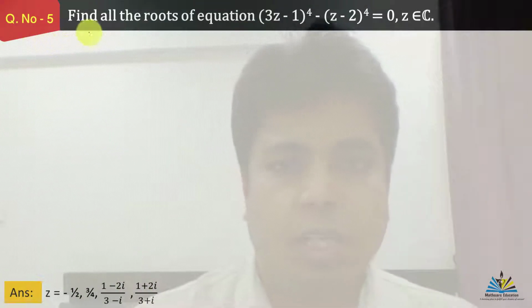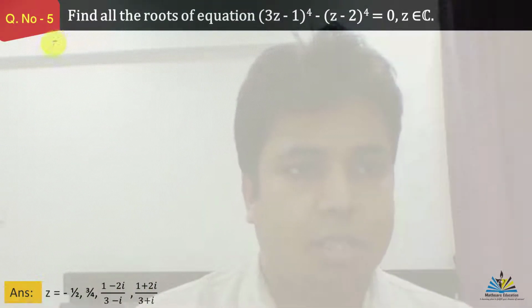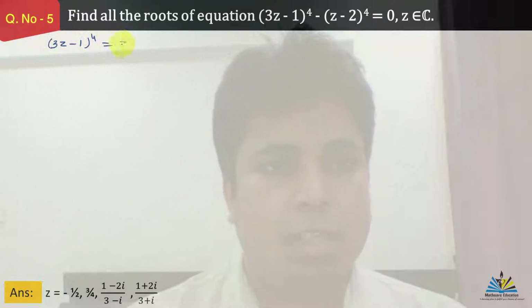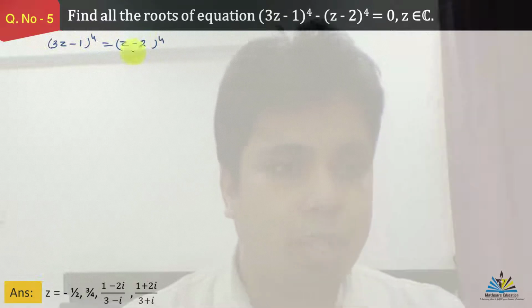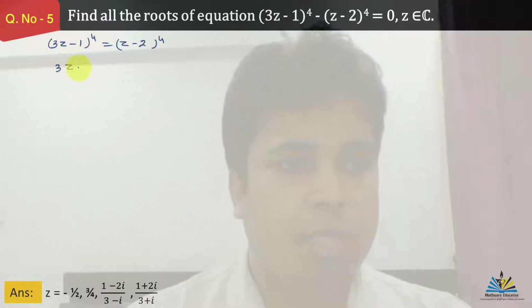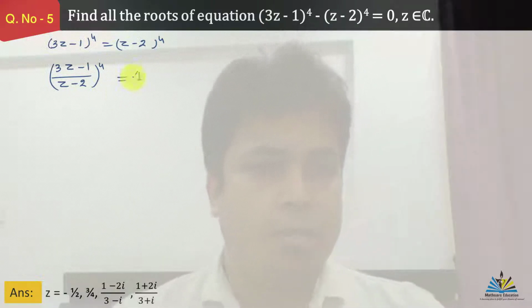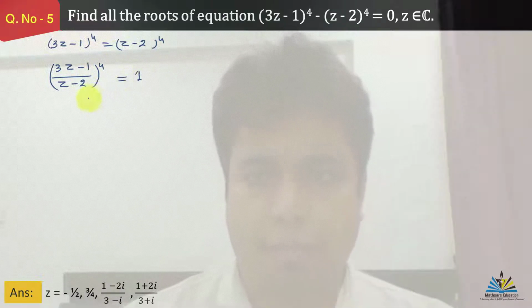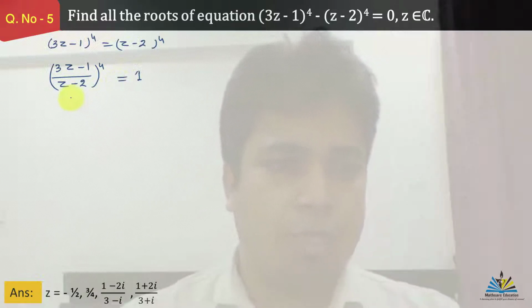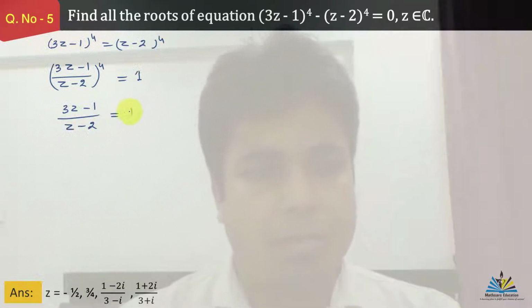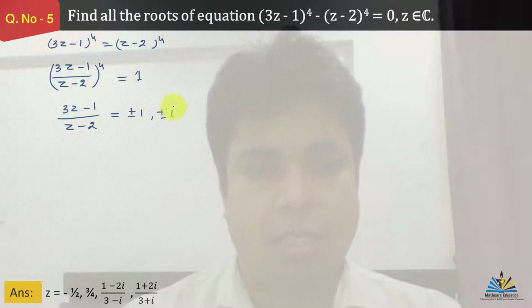As you can see, we can write this equation as (3z minus 1) to the power 4 is equal to (z minus 2) to the power 4, and this becomes ((3z minus 1) upon (z minus 2)) to the power 4 is equal to 1. So this becomes the fourth root of unity. So (3z minus 1) upon (z minus 2) is equal to plus minus 1 and plus minus iota.